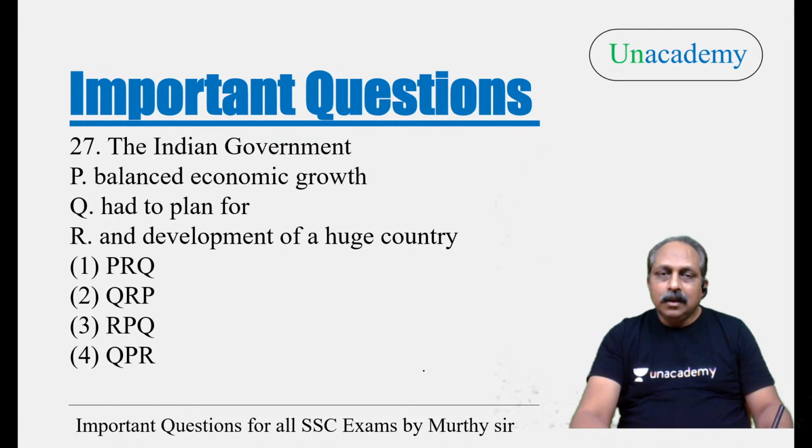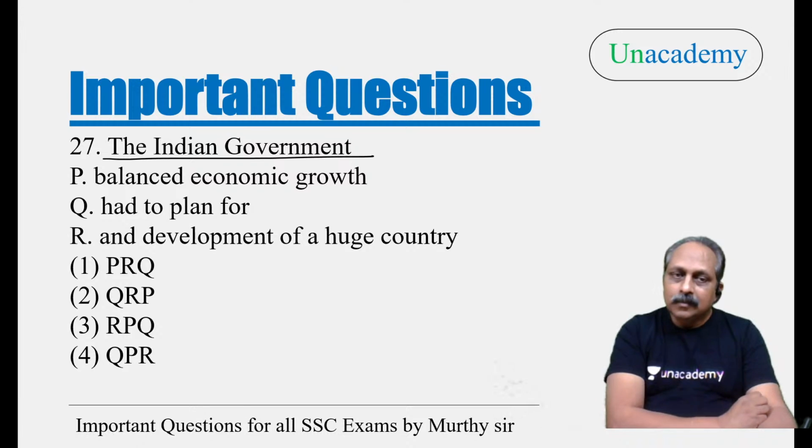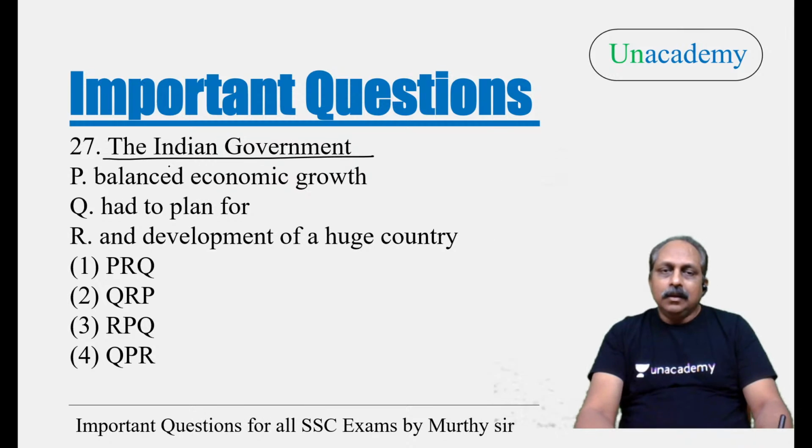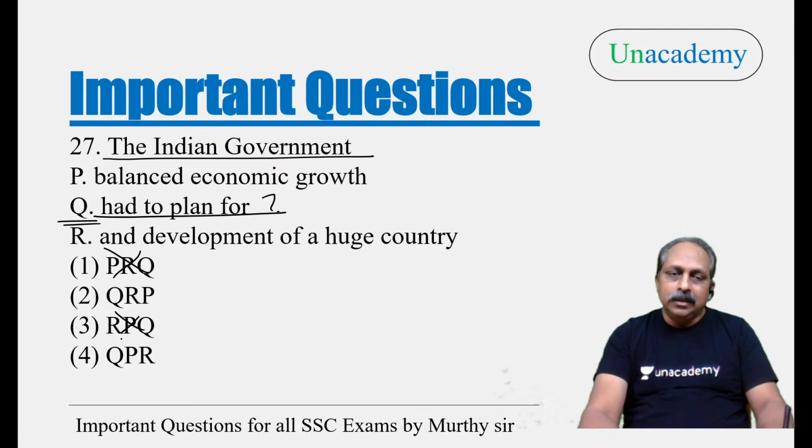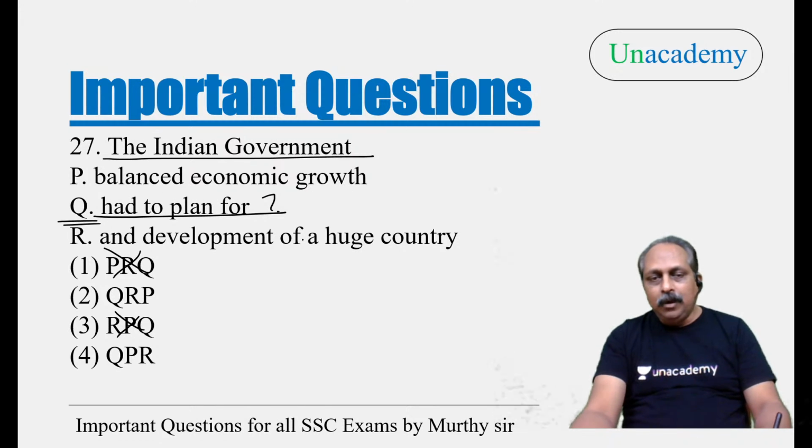27. The Indian government, you have to start with this, then the correct order of PQR. The Indian government, then you have to look for the verb. The Indian government had to plan for. Then you ask the question, plan for what? Or a shortcut in the exam, if at all you want to know, you should be damn sure about Q. How many options begin with Q? Two options. So this is ruled out. This is also ruled out. Had to plan for what? Balanced economic growth and development. That means P, QP. Based on that, this is ruled out.